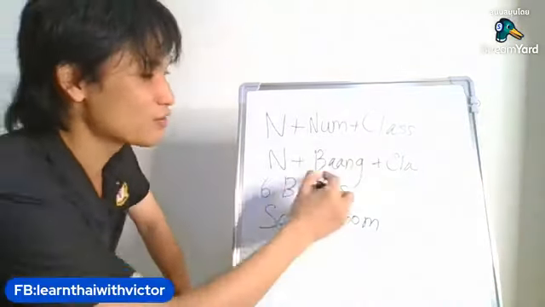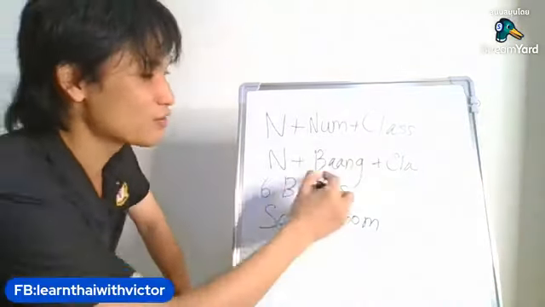And put the noun first. The classifier depends on the noun. If the noun is about an animal, remember the classifier changes to the word ตัว. If the noun is a person, the classifier changes to the word คน. Okay, ไม้กวาด บางอัน. Good job.